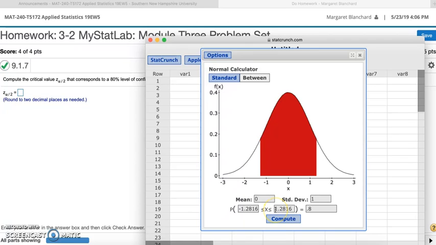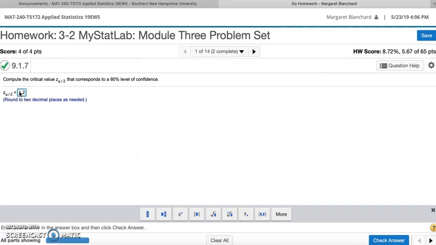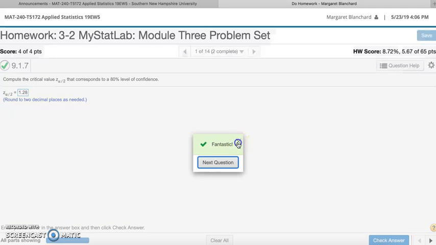So here it's 1.2816. We need to round to 2 decimal places, so that gives us 1.28 because we only need to give the positive value. Check answer.